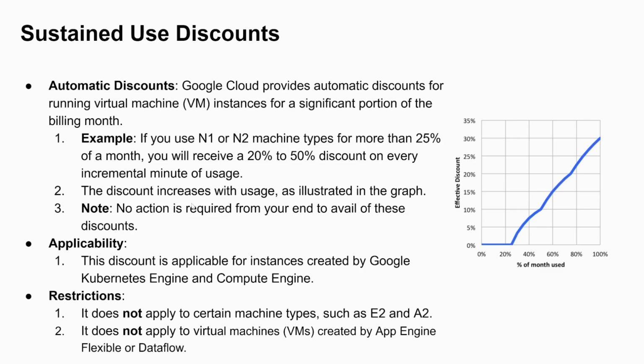It is important to note that these discounts are applicable for Google Kubernetes Engine and Compute Engine, but they come with some restrictions. They do not apply to certain machine types like E2 and A2. So before using these discounts, you need to be aware of what type of machine types you are using. So this is all about sustained use discounts.